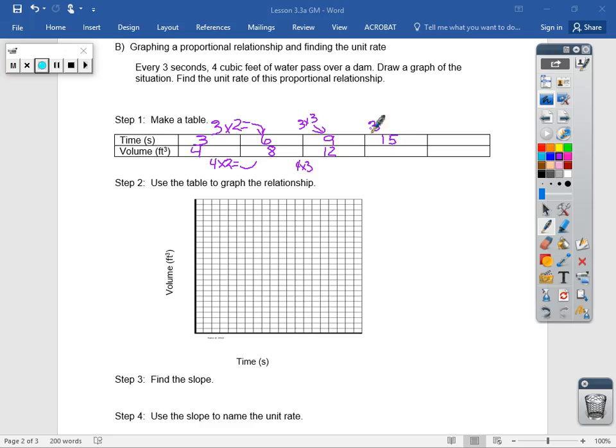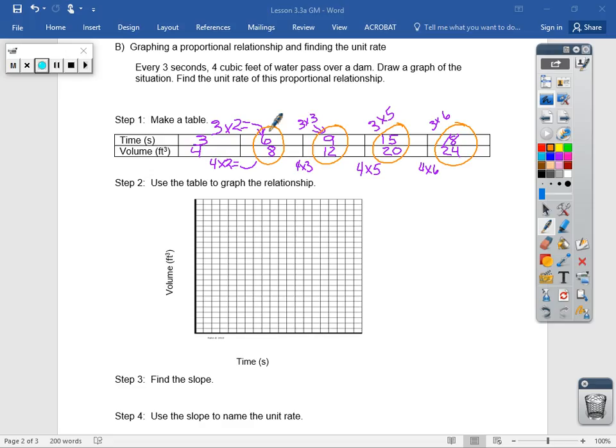My next one, let's do 15. So this is going to be 15, which is 3 times 5. And I'm going to do 4 times 5. It's 20. One more. 3 times 6. And 4 times 6. Now, once again, each of these pairs is a proportional or equivalent fraction. Okay?